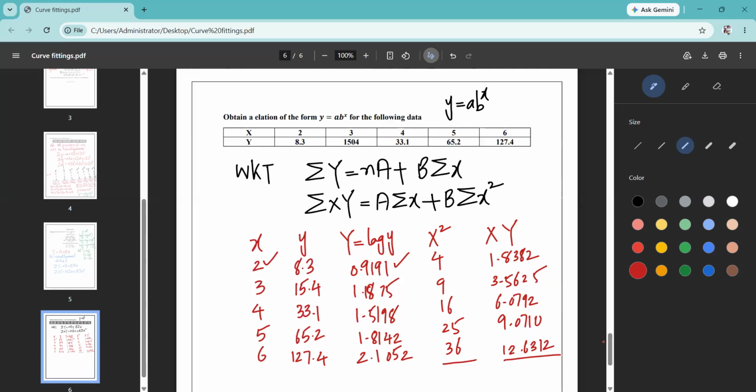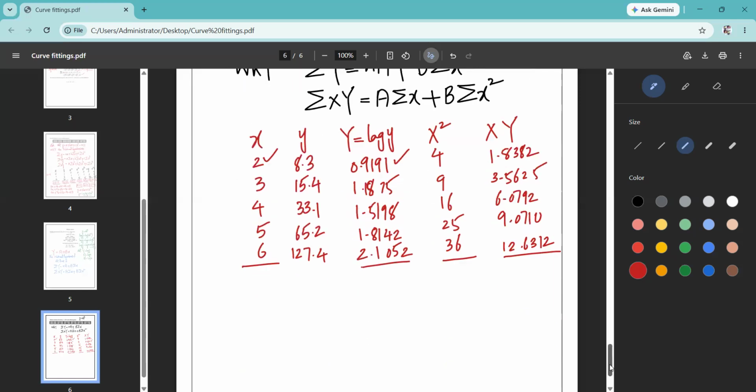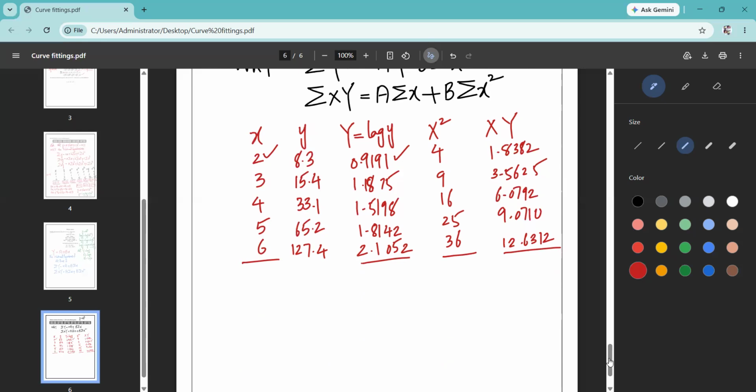Now we have to take the sum of these. Once we take the sum of all these values, we get our answers here. Summation X is 20, summation Y value is 7.5455. You can verify this answer. This is 90. This is 33.1819.